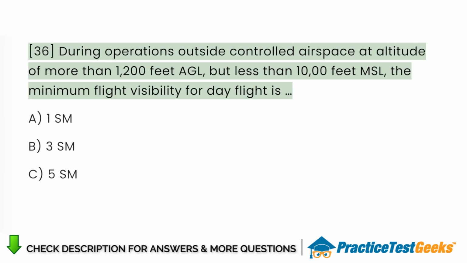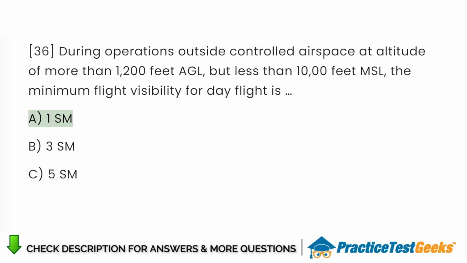During operations outside controlled airspace at altitude of more than 1,200 feet AGL, but less than 10,000 feet MSL, the minimum flight visibility for day flight is A. 1 sm. B. 3 sm. C. 5 sm.